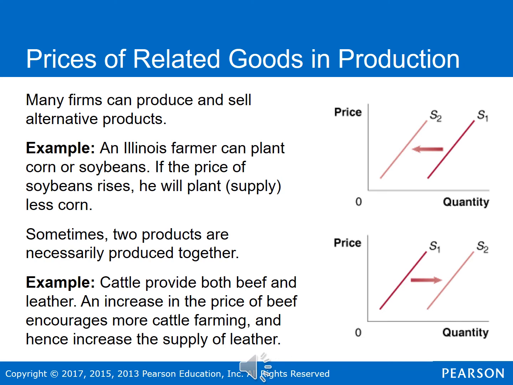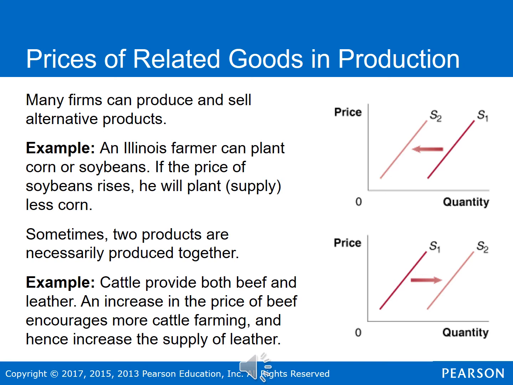The next factor that causes a shift in supply is the price of related goods in production. So many firms can produce and sell alternate products. So for example, a farmer in Illinois, they could plant corn or soybeans. So if the price of soybeans rises, they can plant, or end up supplying to the market, less corn. Other times, two products are bundled together. So for example, cattle provide both beef and leather. So an increase in the price of beef encourages more cattle farming. So we're going to end up increasing the supply of leather.